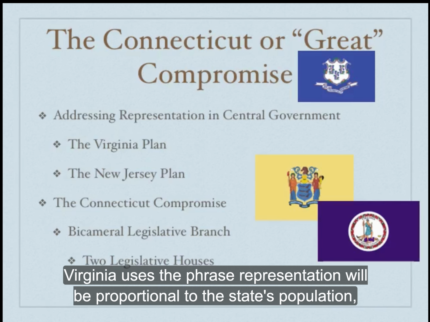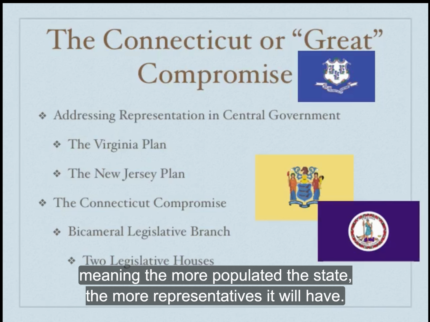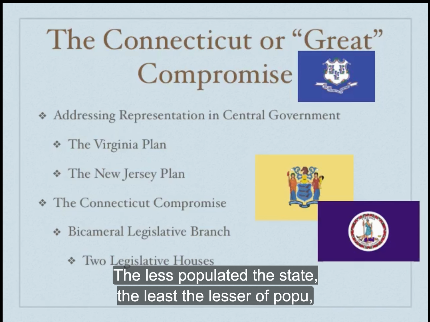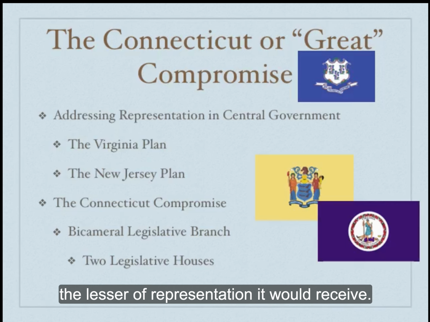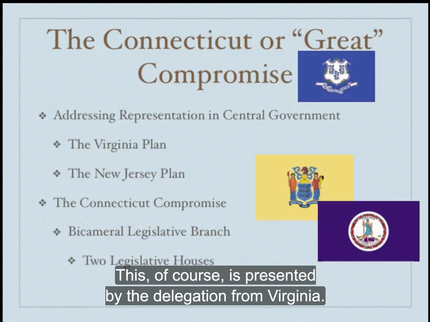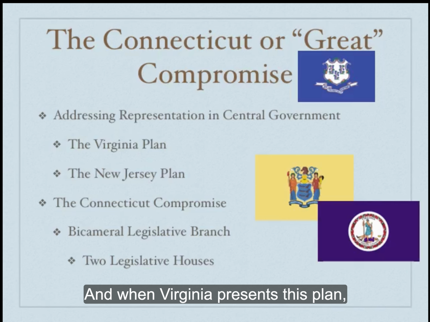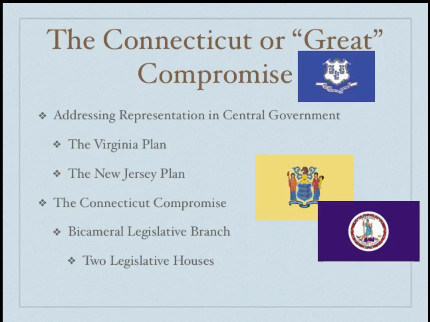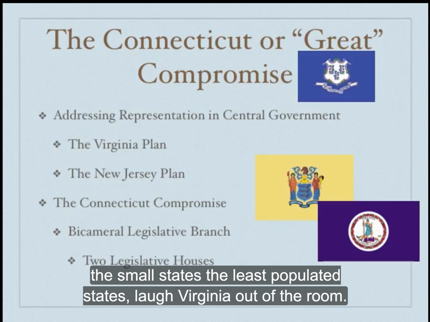Virginia uses the phrase representation will be proportional to the state's population, meaning the more populated the state, the more representatives it will have. The less populated the state, the lesser representation it would receive. This, of course, is presented by the delegation from Virginia, and when Virginia presents this plan, the small states, the least populated states, laugh Virginia out of the room.